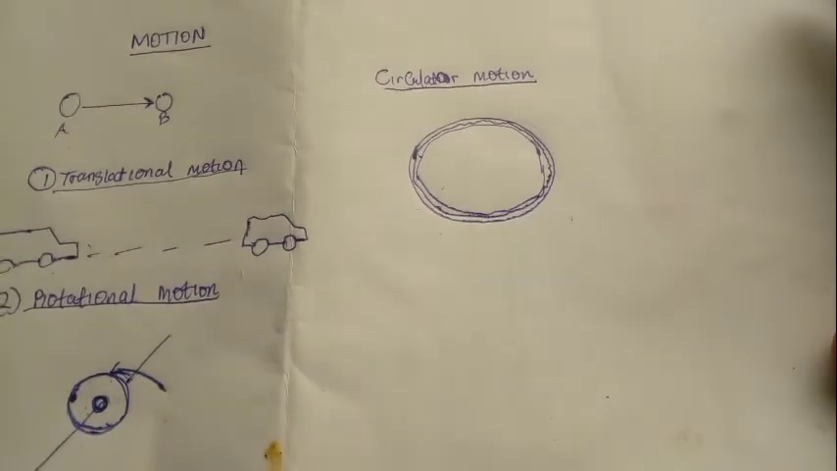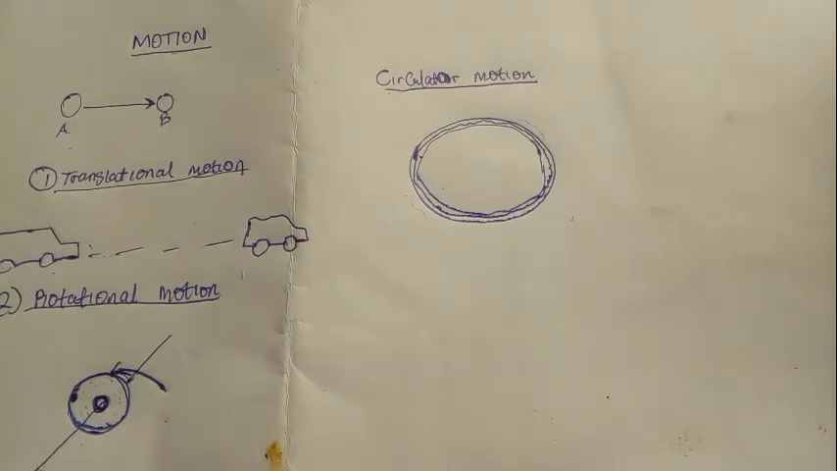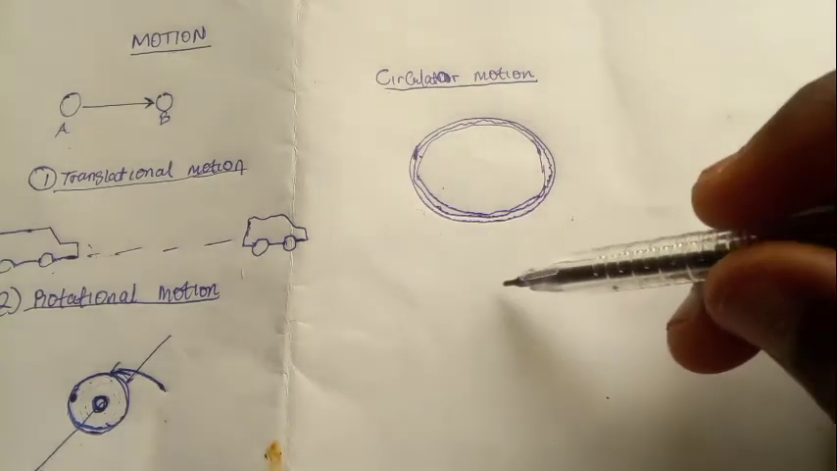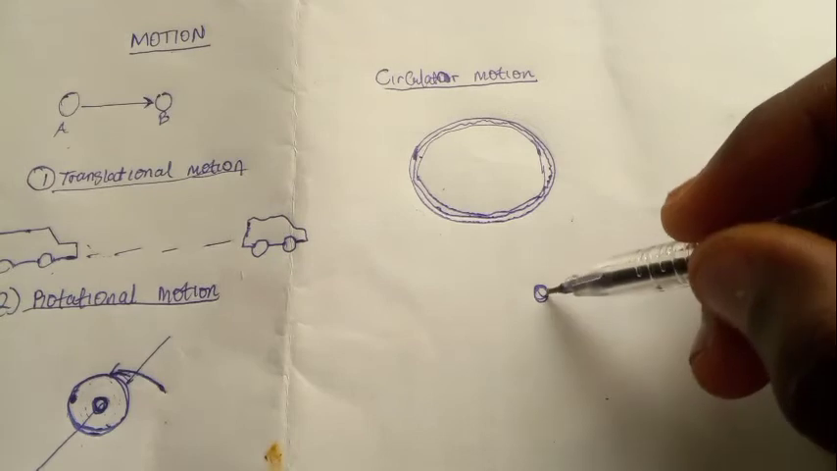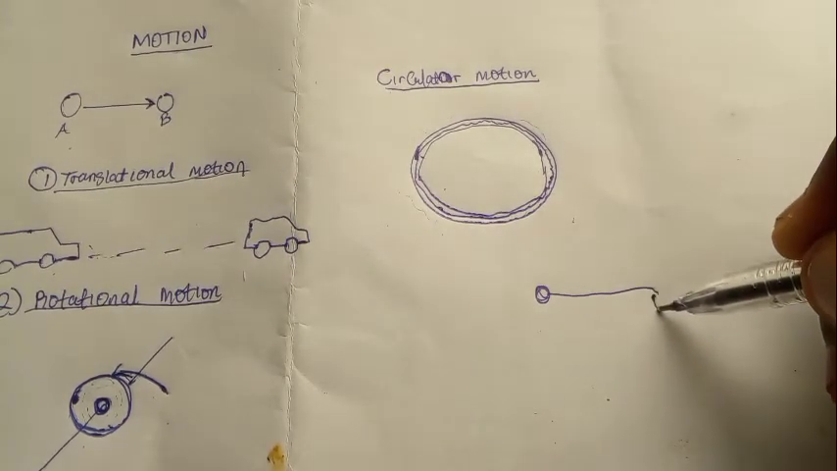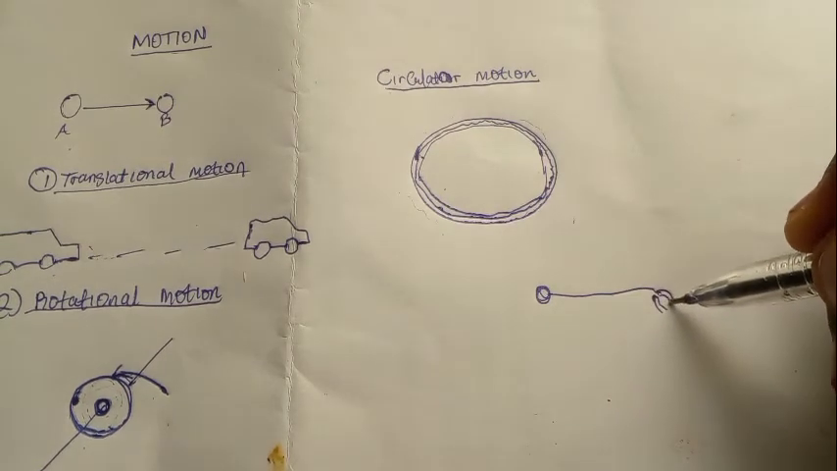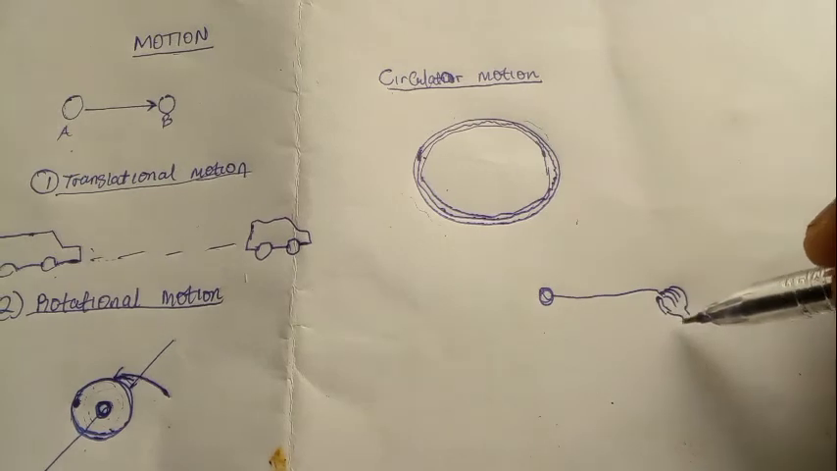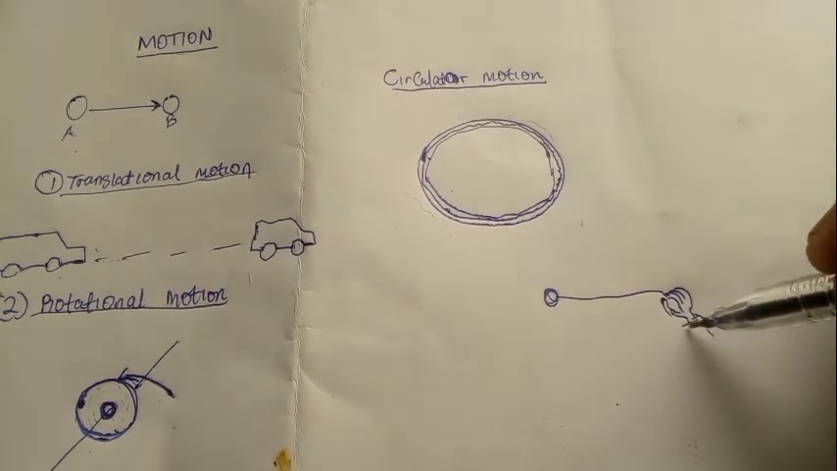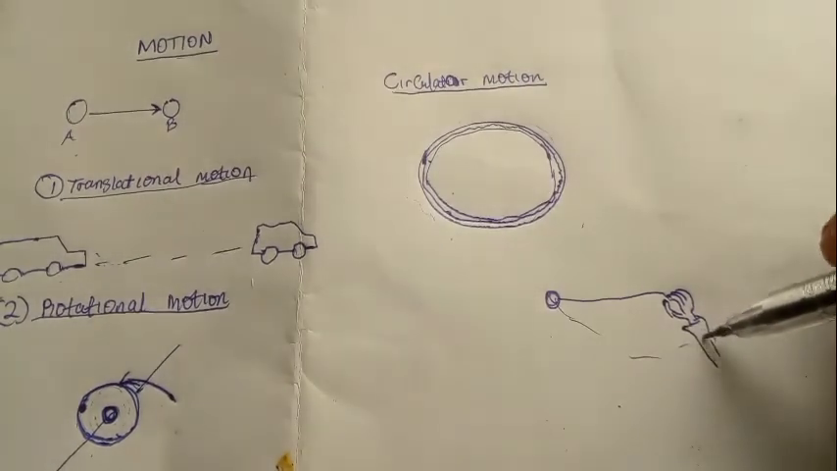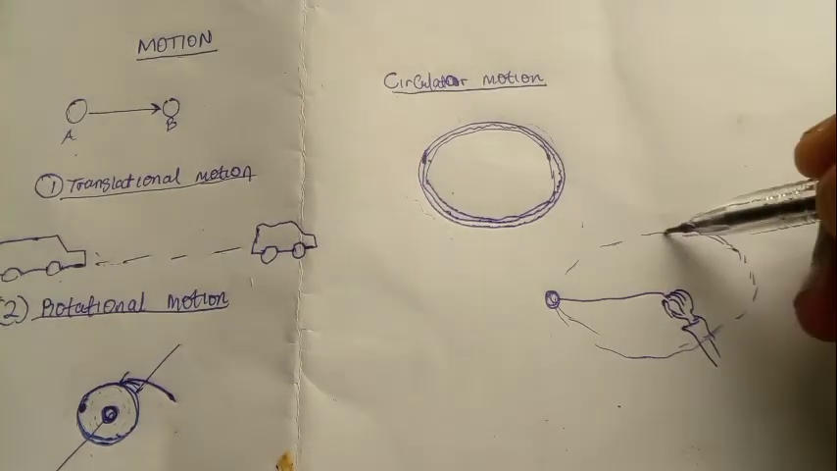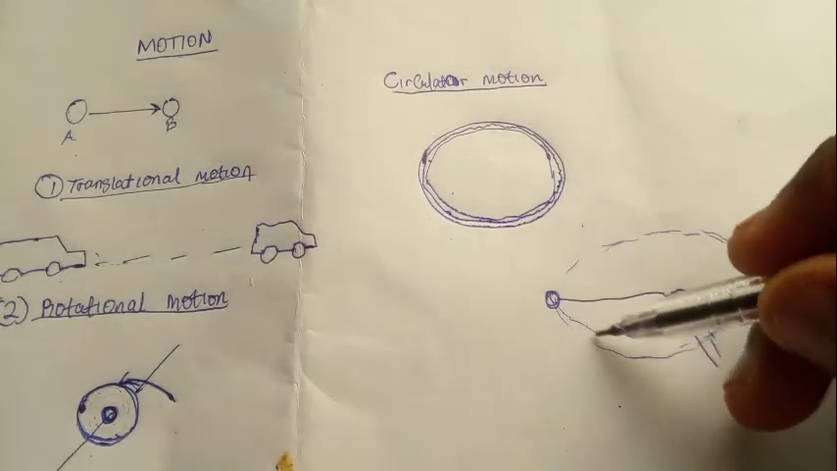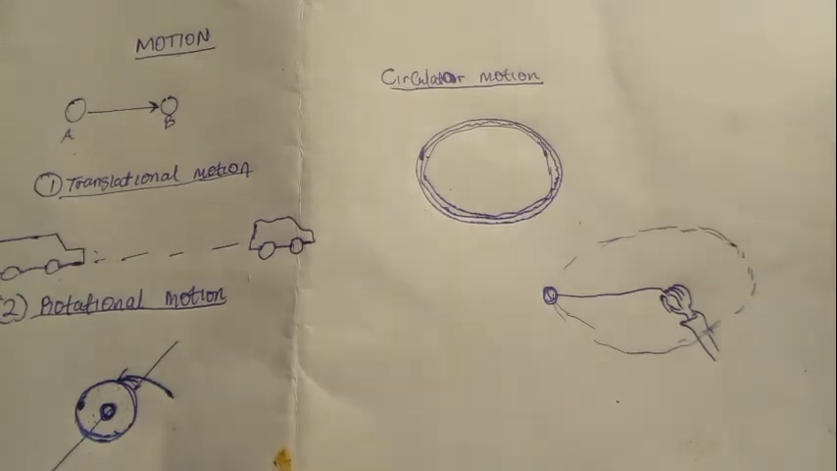An example of circular motion is the motion of a stone tied to a rope and being swung. For example, if I tie a stone here, and this is a rope, then this is my hand. Don't mind the drawing. This is my hand trying to swing this rope round. So this stone is moving in a circular path, and as it's moving in a circular path, it is called circular motion.